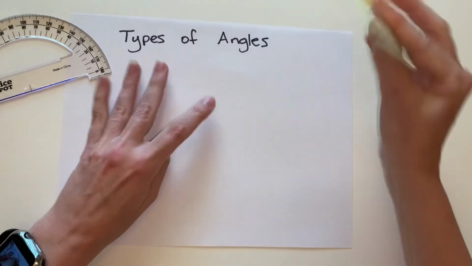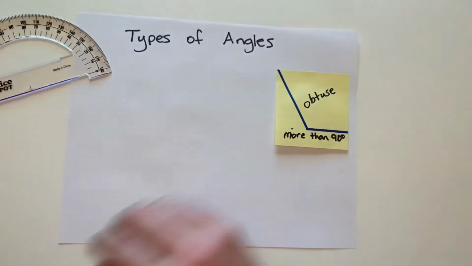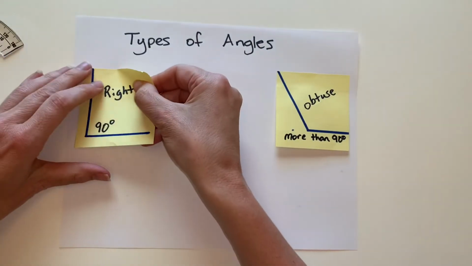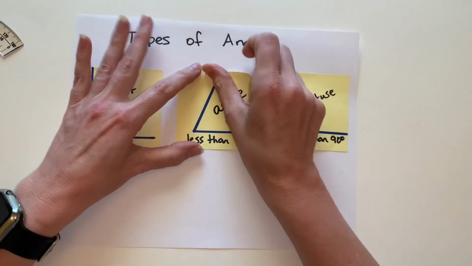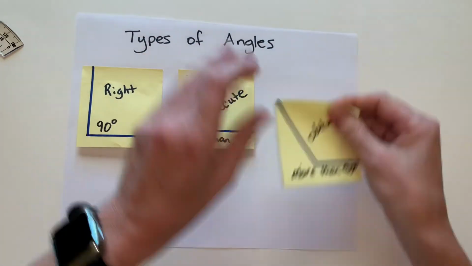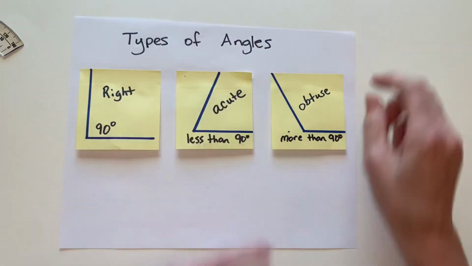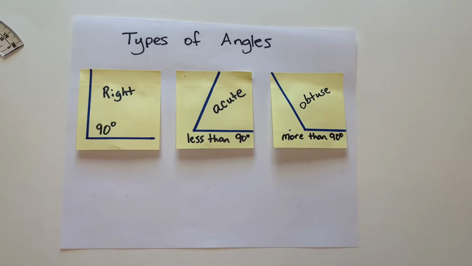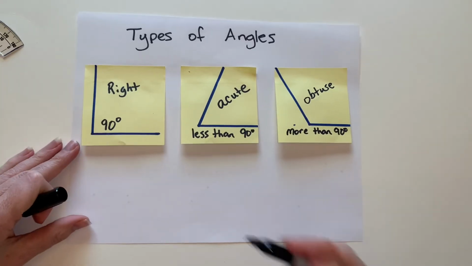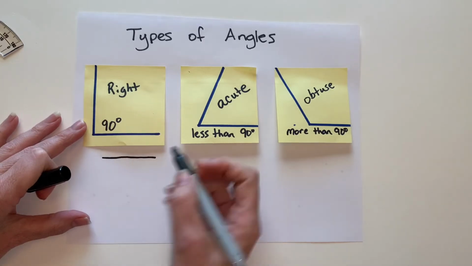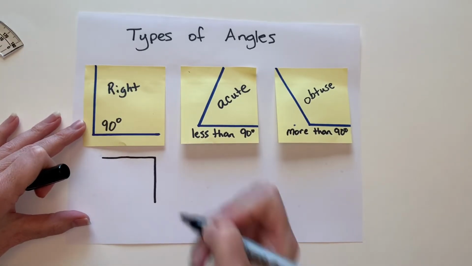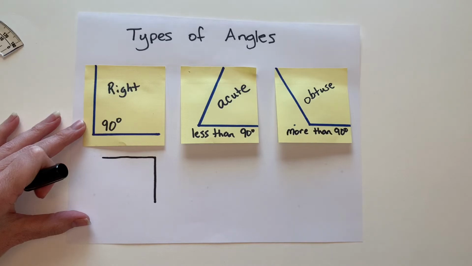So we have three different angles. We have our right angle, 90 degrees, our acute angle, less than 90 degrees, and our obtuse angle, which is more than 90 degrees. So we could take a look at our right angle in a couple of different ways. We can maybe see our right angle written like this, because remember, we can twist and turn it. It doesn't matter how we twist and turn. It's always going to measure 90 degrees, so it's always going to be a right angle.